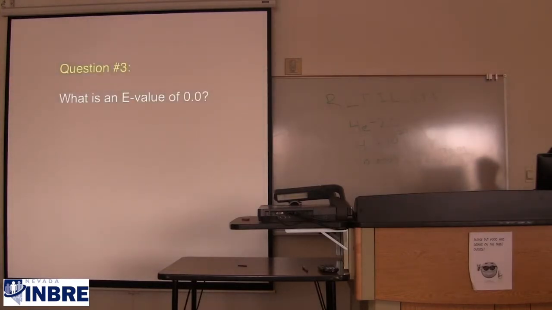Question 3. What is an e-value of 0.0? E-values are written as 0.0 if the calculated value is less than 1 times 10 to the minus 179.